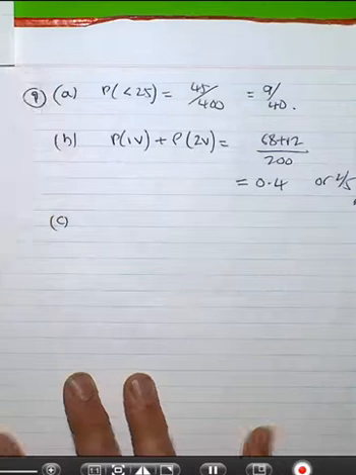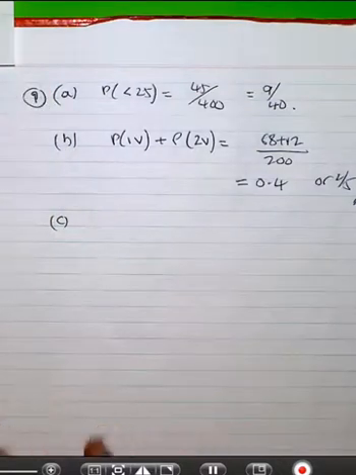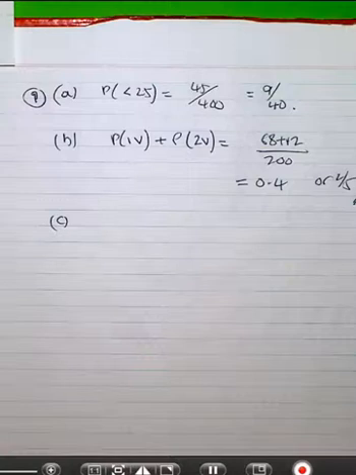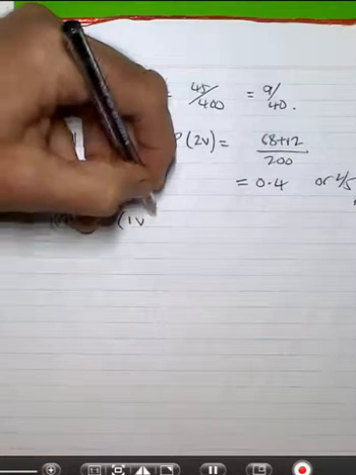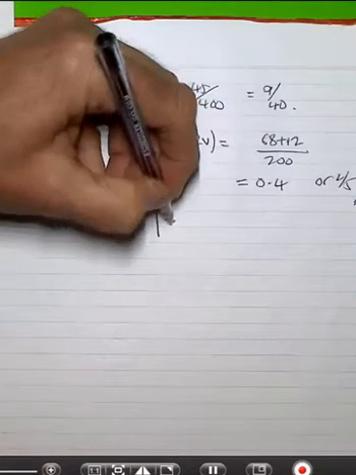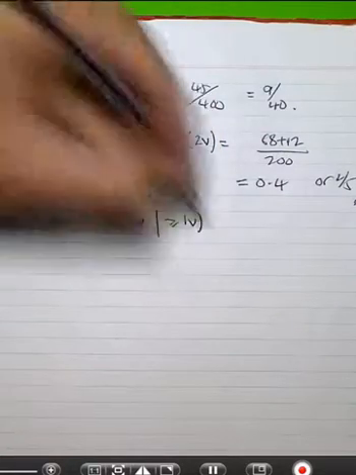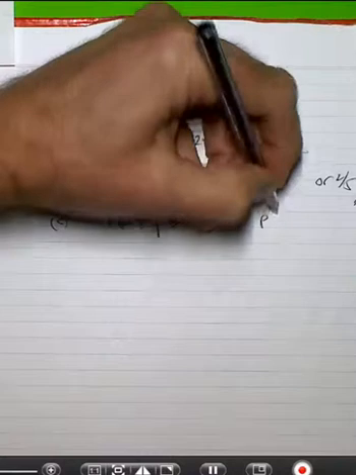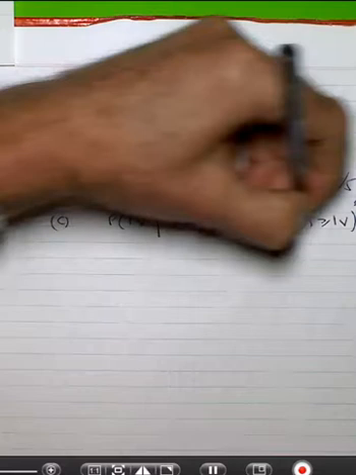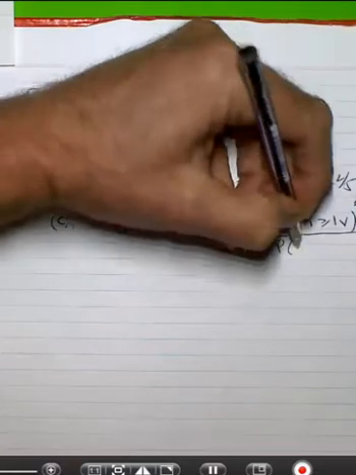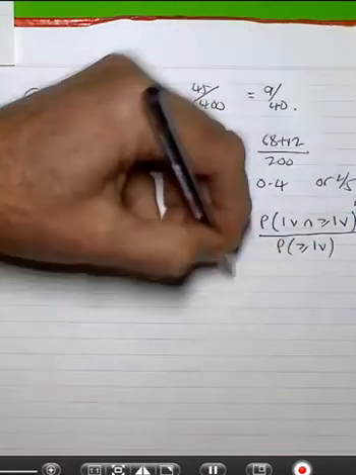Now in C, you're asked to find out the following. Given the person's had one traffic violation, he or she has only had one. So probability of one violation given there's greater than or equal to one violation. Now that's probability of one violation intersecting with the greater than or equal to one violation divided by the probability of greater than or equal to one violation.